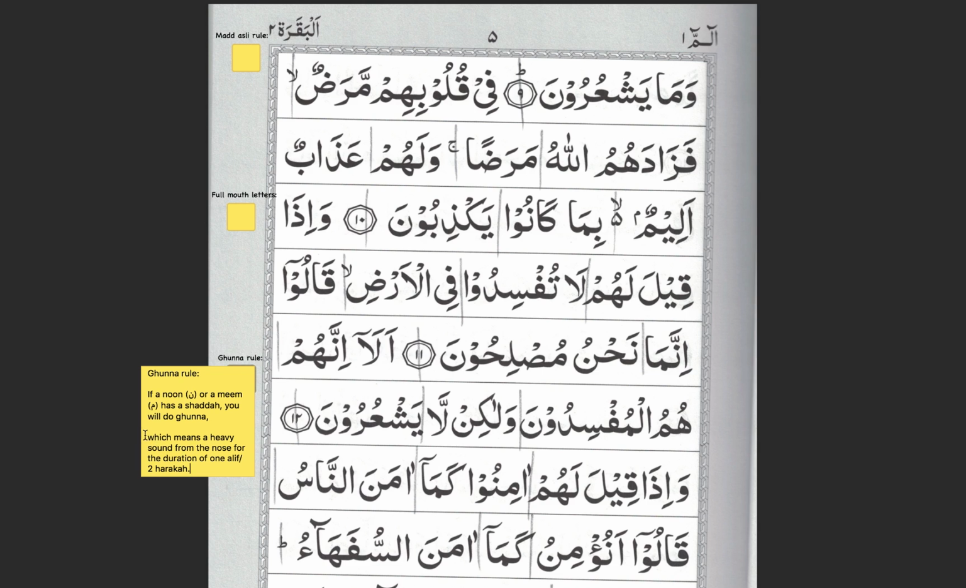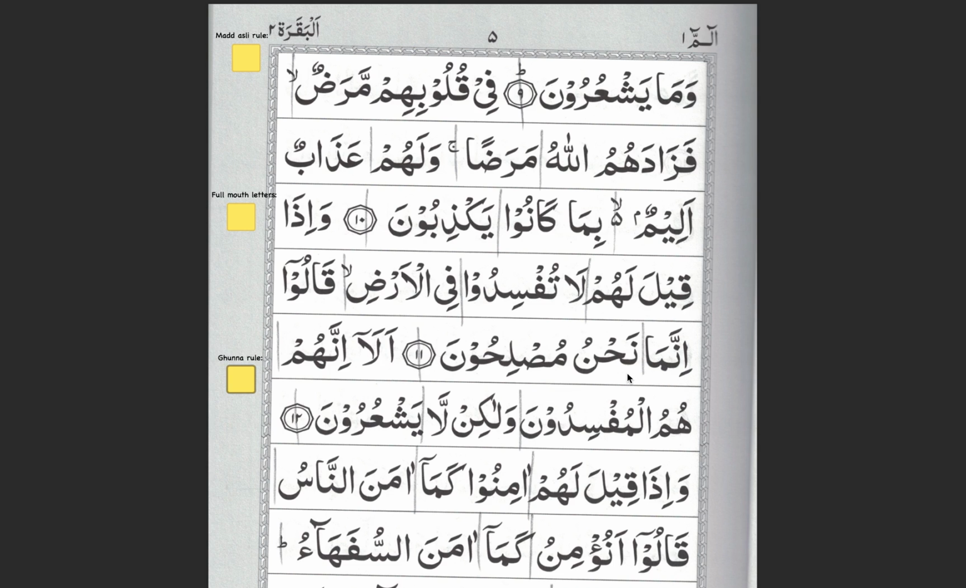And a ghunna means a heavy sound from the nose for the duration of one alif. So ghunna literally is a heavy sound from the nose. That's why if you hold your nose, you can't do a ghunna. You want to try? So like this. Yeah, so you can't do it. So you need to remember these rules. Okay, let's do it again.